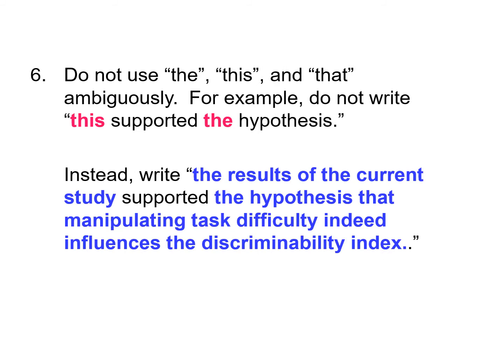Okay, number 6, do not use the, this, and that ambiguously. I see this a lot. For example, students will write "this supported the hypothesis." So you're saying, what is this, and what is the hypothesis? You want to elaborate on that. You want to say something like, the result of the current study supported the hypothesis that manipulating task difficulty indeed influences the discrimination data, something like that.